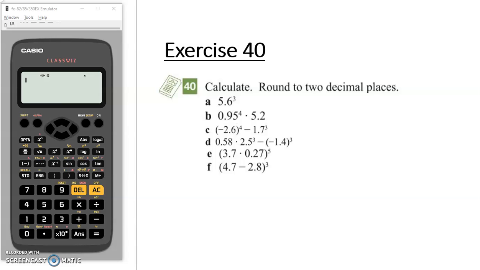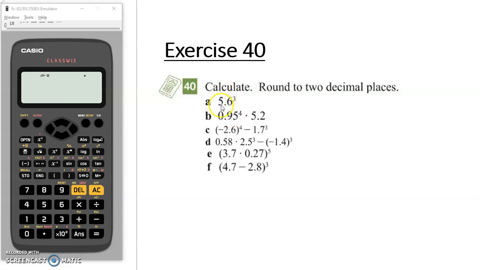I would like to explain exercise 40, when you need to use your calculator, and sometimes it is very hard because you need to find some buttons that you never used. And if you do an exercise like 40, you need to find the powers, and sometimes you even need to change a fraction into a decimal number, or just do the opposite of it. So let me just have a look.